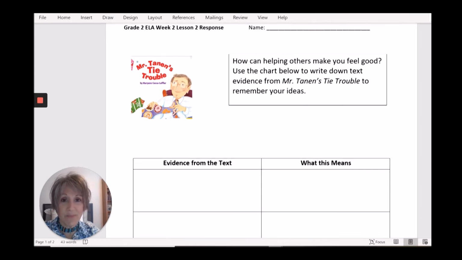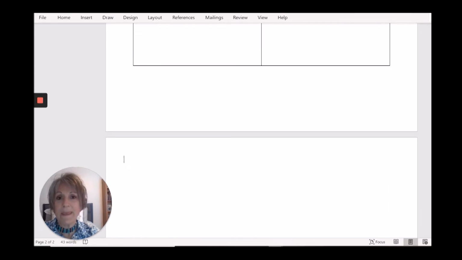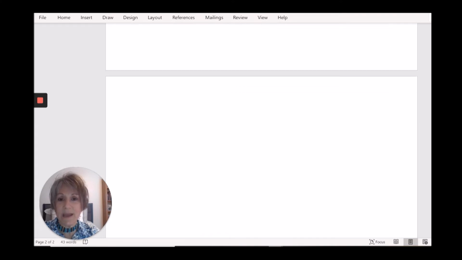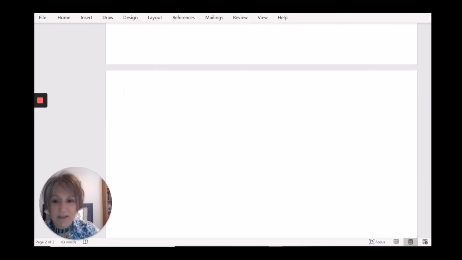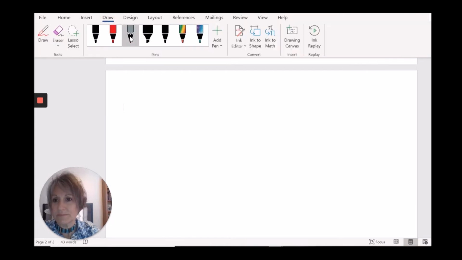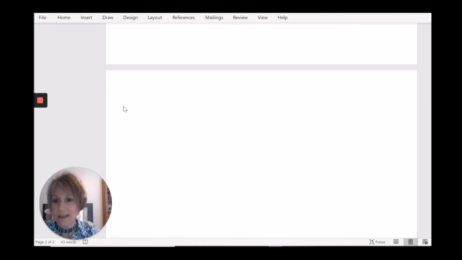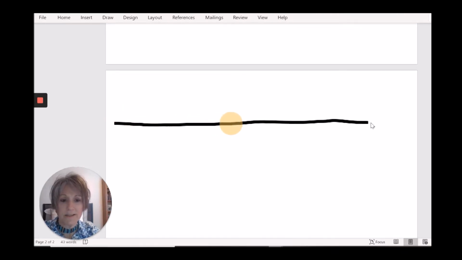So I'm going to go to my clean sheet of paper, just like you, and I'm going to draw a capital T to make that T chart. Do that with me now. I'm going to go to my draw tool, and I'm going to make my capital T. Long horizontal line across, and long vertical line down.